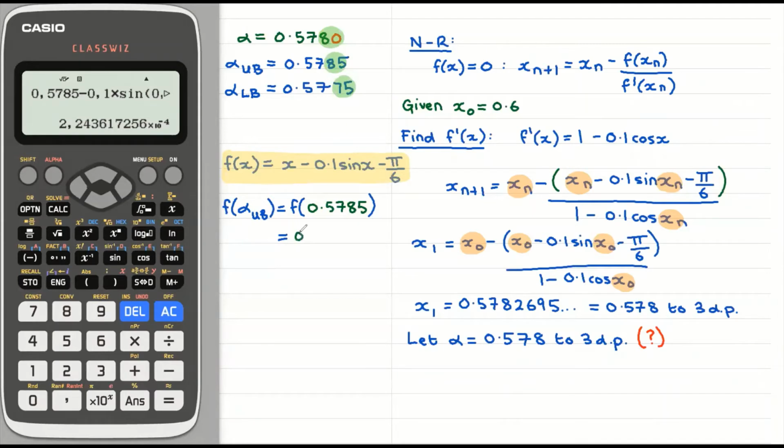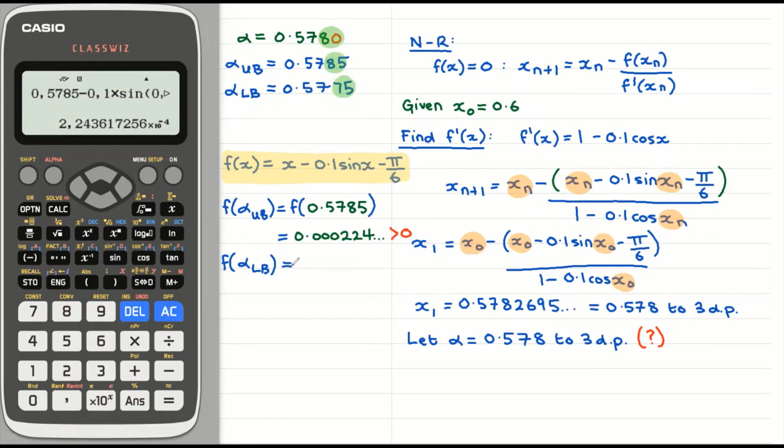So this is going to be 0.000224, and some other stuff, which more importantly is positive. Okay, so you see how close that is to 0. That suggests we've got a pretty accurate representation of the root here. Now let's sub in the lower bound. So f of alpha lower bound. Now again, you've got more space than I have. I'm trying to squeeze things in to get everything on the screen. So use the space that you've got.